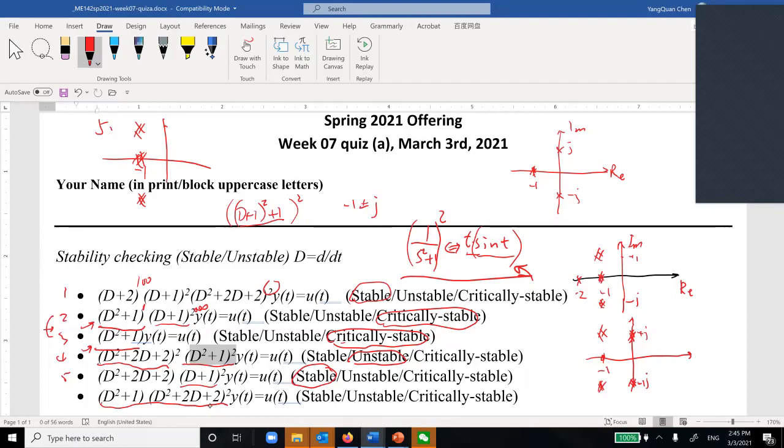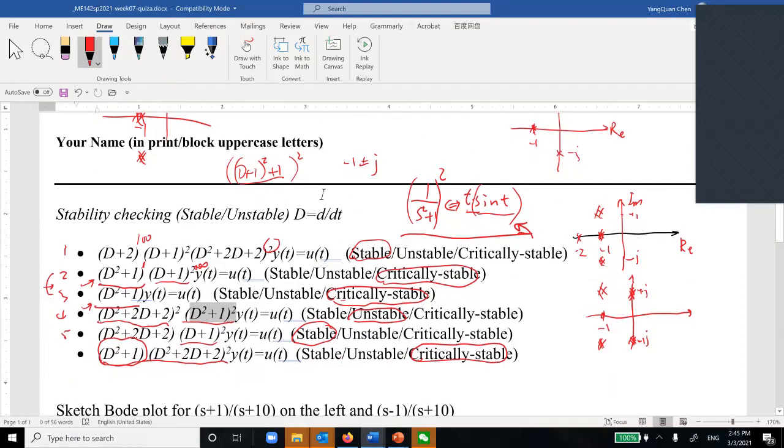No, it's not unstable. Because there's only one complex conjugate pair on the imaginary axis, it is critically stable. So I'll let you digest this a little bit and make a note. In the future, no matter how you change it, you should be able to tell stable, unstable, and critically stable.